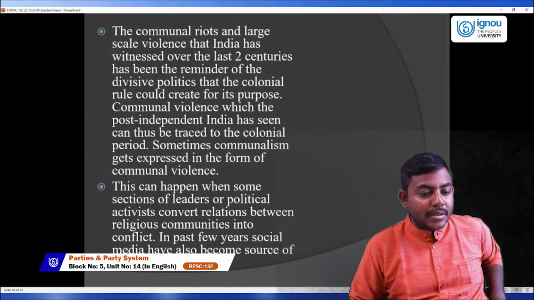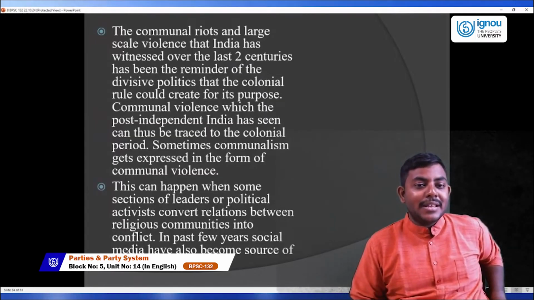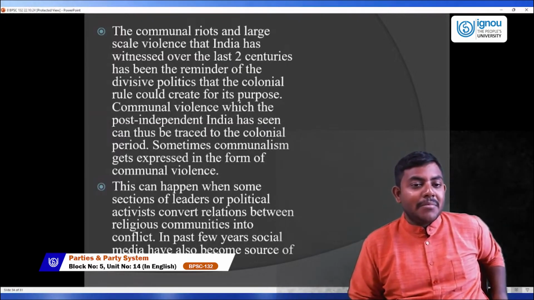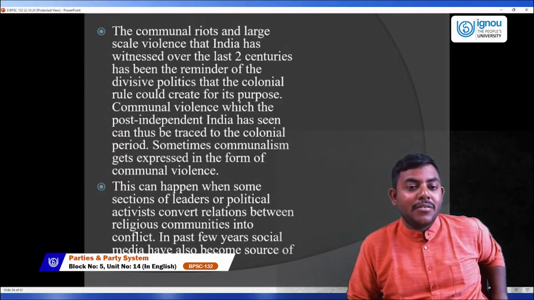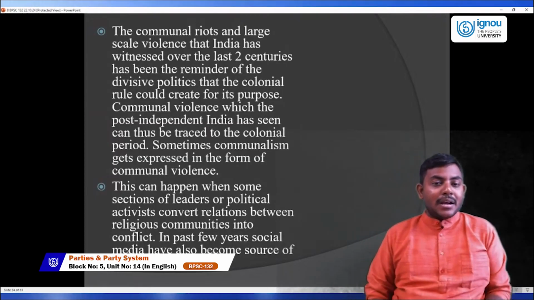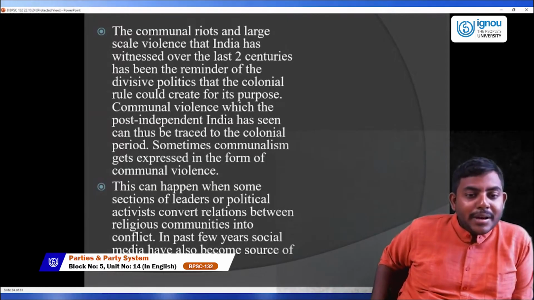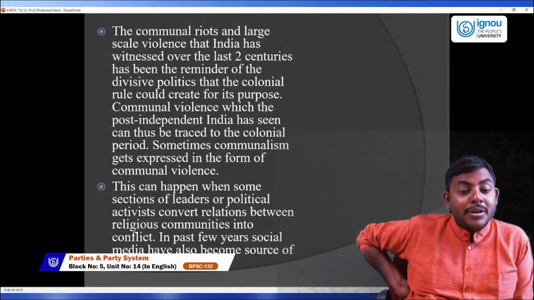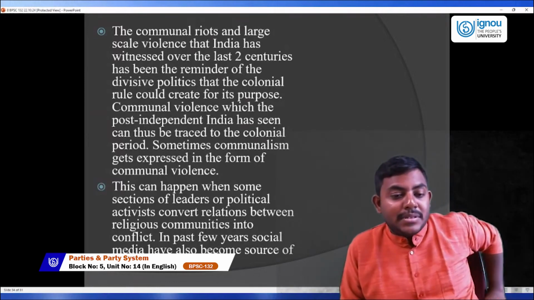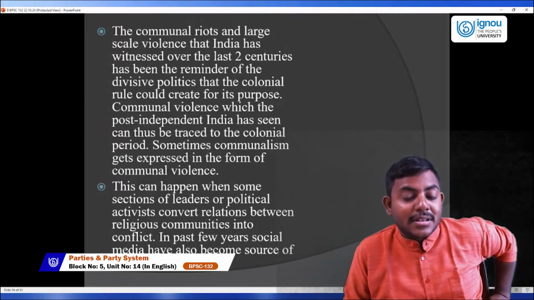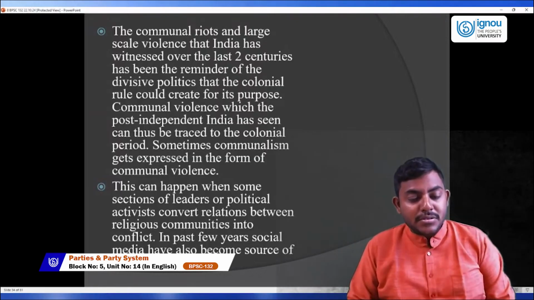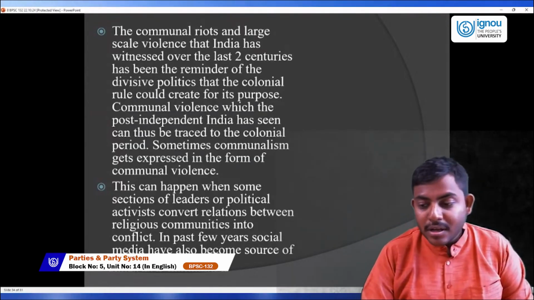So, the communal riots and large-scale violence India has witnessed over the last two centuries are a reminder of the divisive politics that the colonial rule could create for its purpose. Communal violence, which post-independent India has seen, can thus be traced to the colonial period. Sometimes communalism gets expressed in the form of communal violence. This can happen when some sections of leaders or political activists convert relations between religious communities into conflict. In the past few years, social media has also become a source of communal divide.